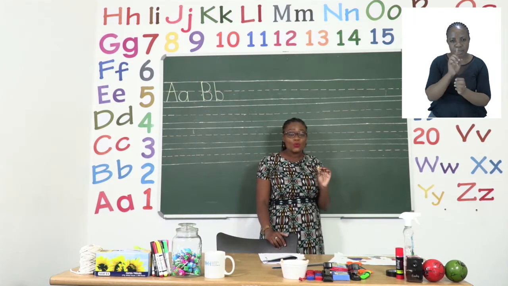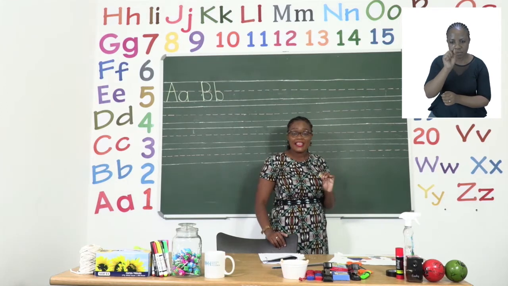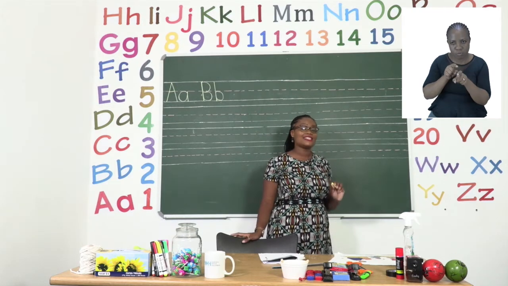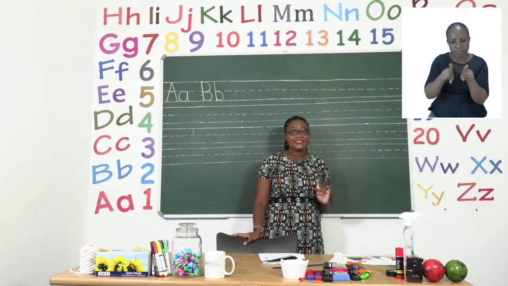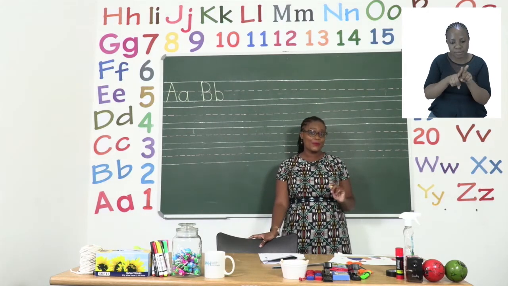Please trace clearly. Make sure that the red dotted line that you can see is being used carefully. It's there to guide us on what size our letters are supposed to be. This is why I also have a dotted line on my board.